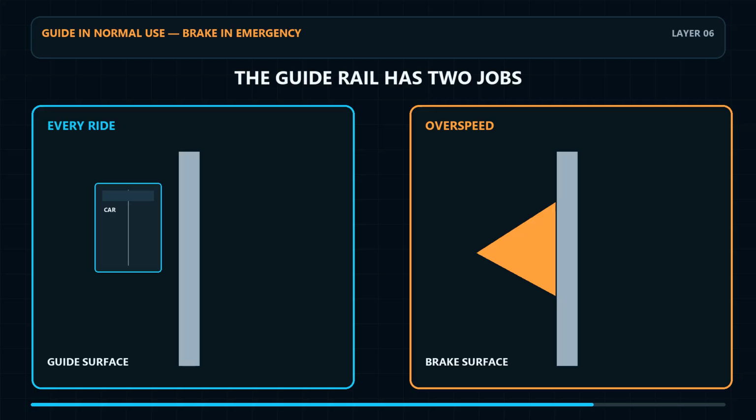That gives the guide rail two very different jobs. Most of the time, it keeps the car aligned and the ride smooth. During a descending overspeed, the car safeties turn it into a structural braking surface capable of stopping and holding the frame. The rail system must therefore support emergency forces as well as routine guidance.